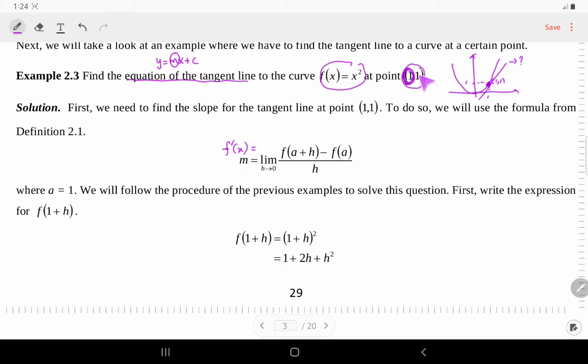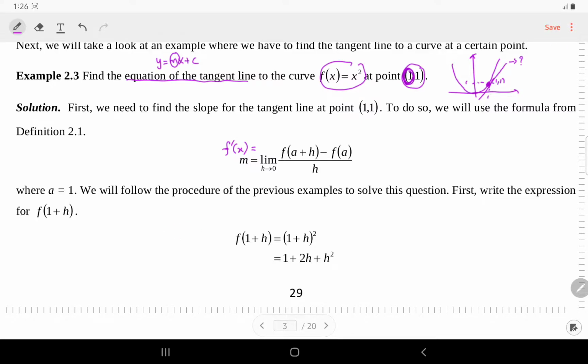Okay, bukan point yang y, point yang x kan, kita dalam koordinat XY. So a is the value of our x. So in this question our x point is 1, so our a will be equal to 1. Okay, then we will conduct the steps, yang step 1 until step 4 yang just now tadi.